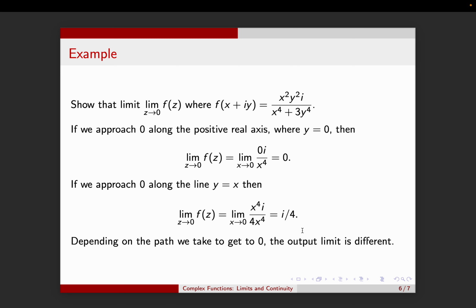So depending on the path we take to the origin, to 0 plus 0i, the output limit is different. Therefore, the overall limit doesn't exist. This limit here doesn't exist. Your function is simultaneously trying to limit to 0 and also i over 4 and maybe other things, who knows. But as soon as you get to disagreement like this, just like in Calculus 3, you say no, the limit doesn't exist. This is the idea of a complex limit.